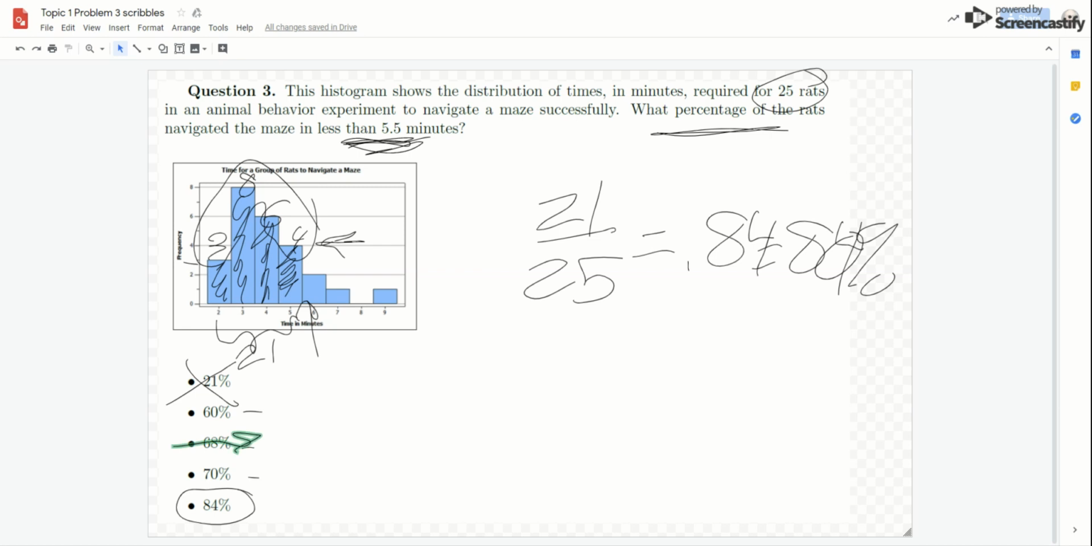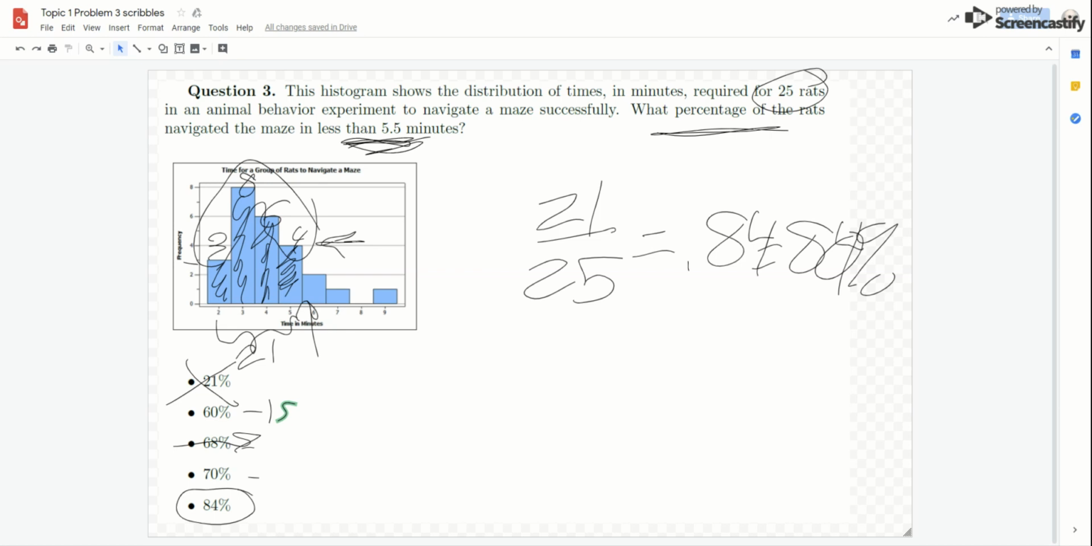68% is about the 1 standard deviation rule. So that's a number that might pop in your head, but isn't relevant. That's for a large population with a known standard deviation. 60% and 70%, those must be errors that involve not counting enough, right? That'd be 60% would be counting 15. I don't know where that number would come from.